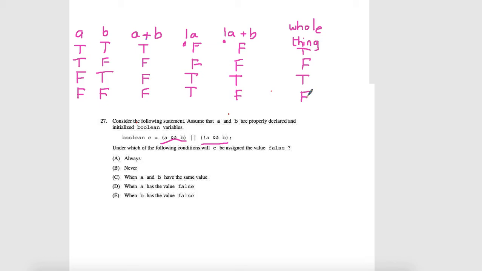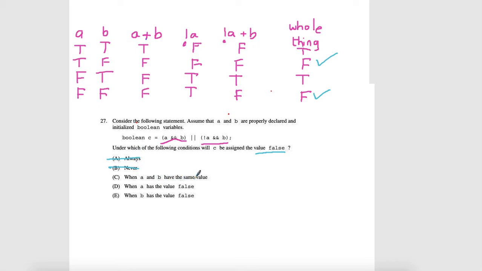Right, so let's see what we're being asked to find. We're being asked to find under which condition will C be assigned the value false. So C is false here, and C is false here. Let's see which answer choice that matches. Well, clearly they're not always true, because half the time it's false, half the time it's true. That's not true either. I mean, it is true in the first and the third instances.